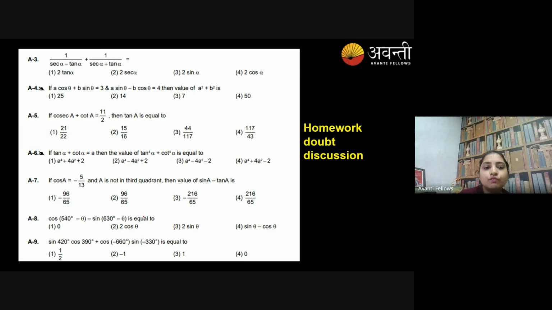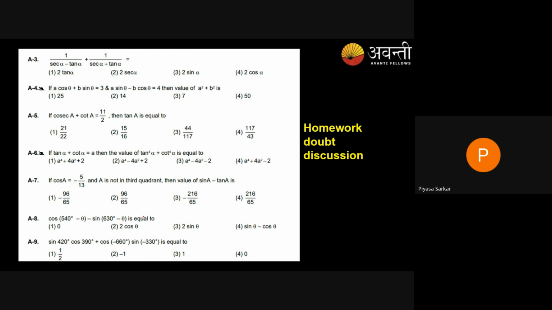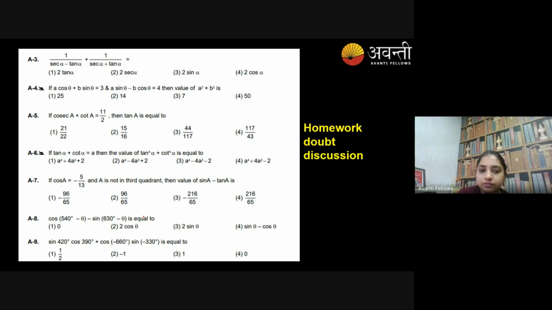So this was the homework allotted to you. If any doubt from this homework, then let me know. Any doubt from the homework? Ma'am, I can't do the A6. A6. Anyone else face difficulty?